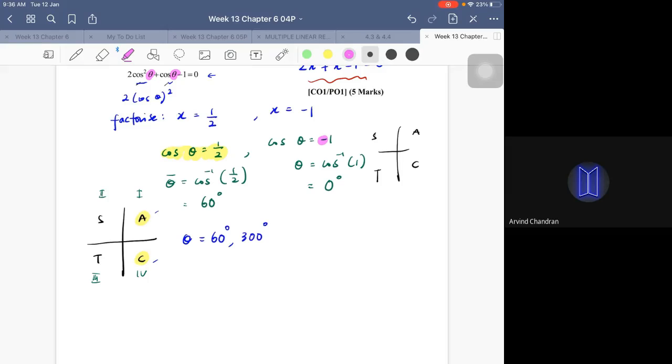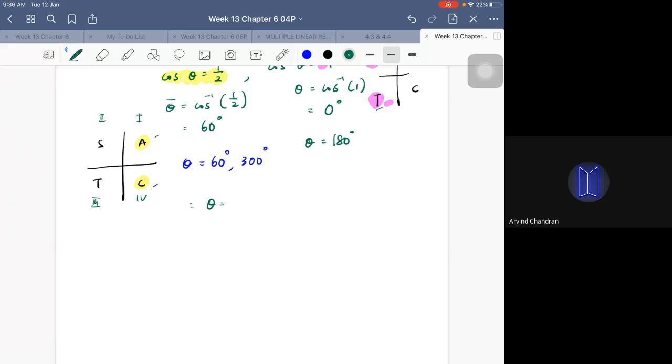Dekat mana cos negatif? Dia dalam second quadrant dan juga dalam third quadrant. Sebab kat sini sin yang positif, kat sini tangent yang positif. So therefore what is going to be my value of theta? So bila dia dalam second quadrant, dia akan jadi 180 tolak kosong, which is 180. And when it is in the third quadrant, 180 tambah kosong, so it's still going to be 180. So meaning by, our theta value ada 3 saja, 60 degree, 180 degree, and also 300 degree. So those are going to be our theta values.